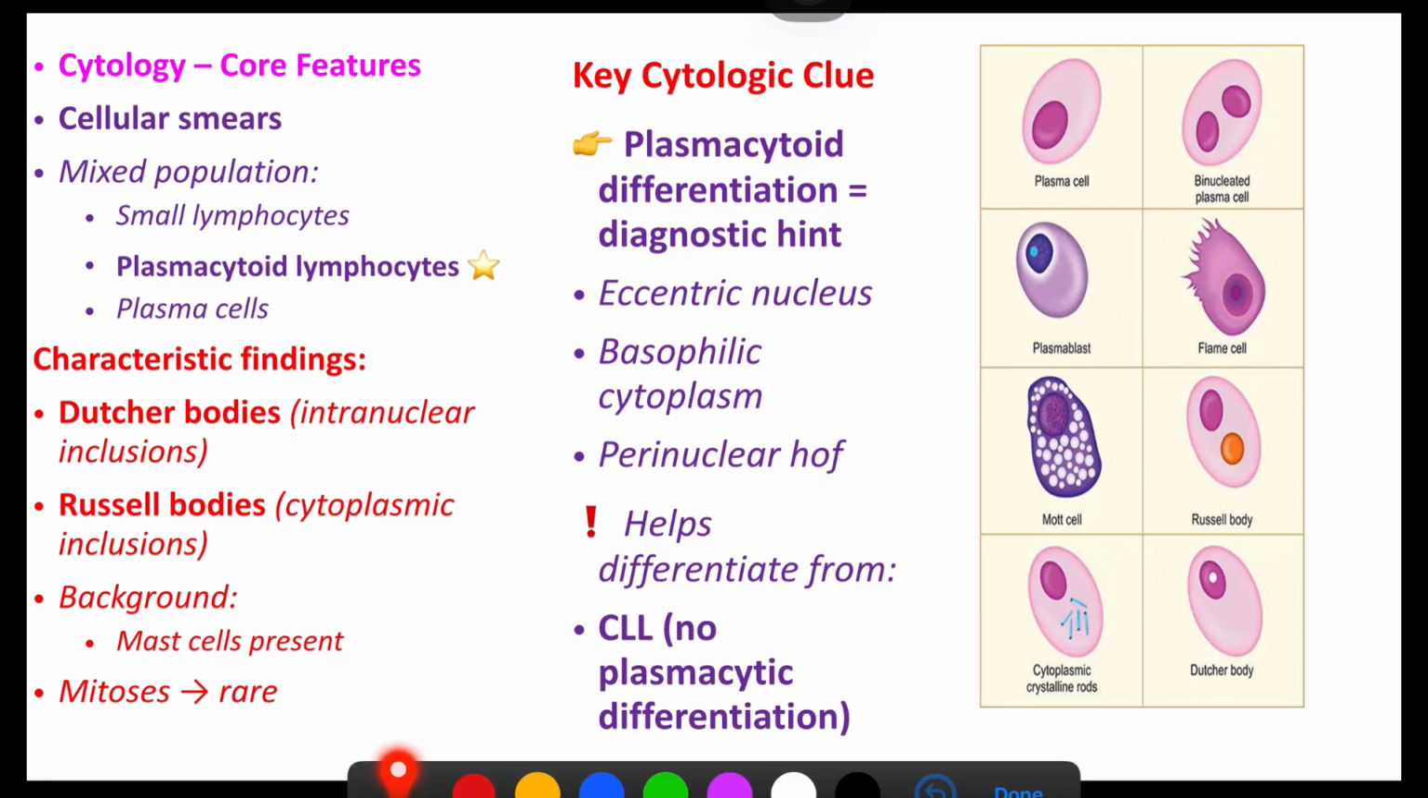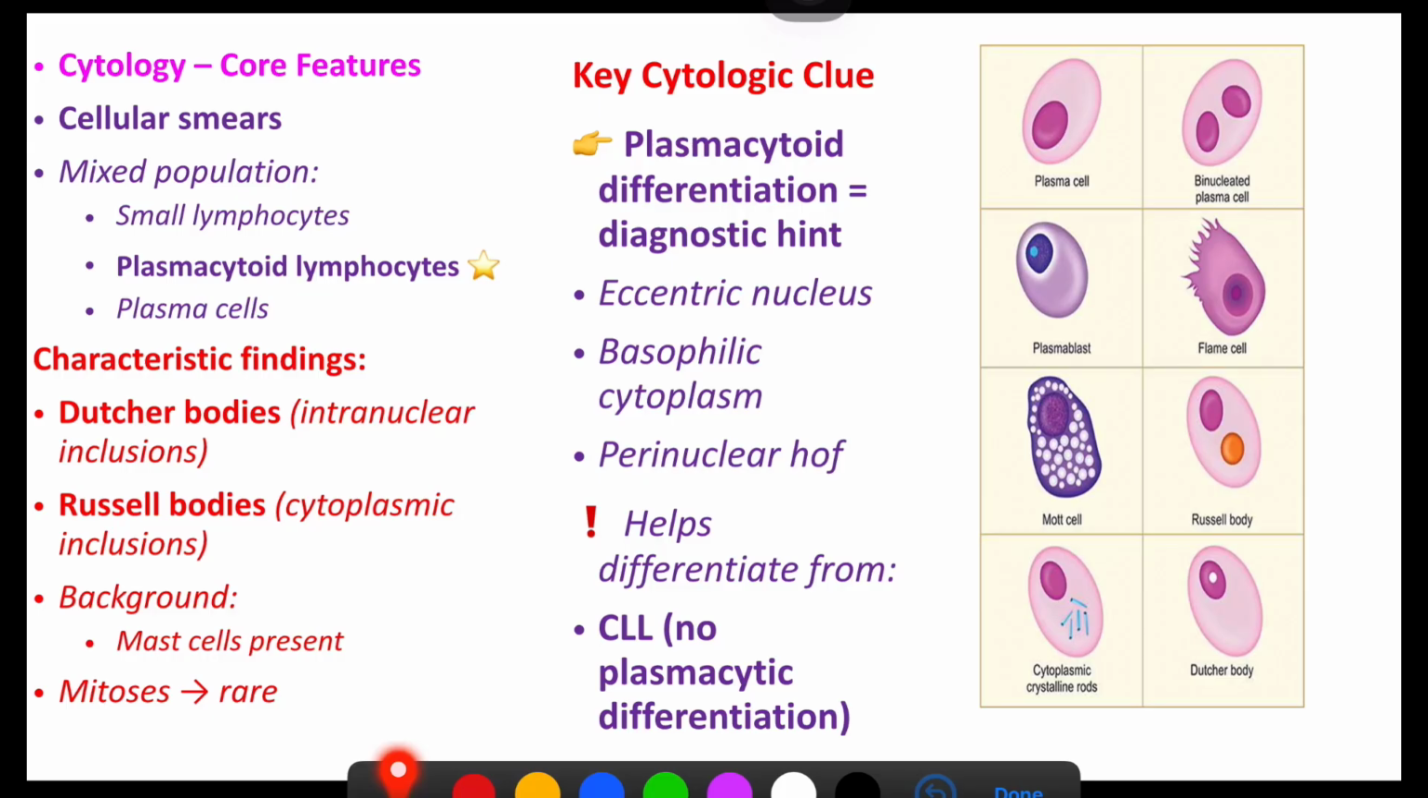And here characteristic features are Dutcher bodies, which are intranuclear inclusions. So, here it is an intranuclear inclusion which is called a Dutcher body. Second is Russell body, which is a cytoplasmic inclusion, and the background shows mast cells. So, the key cytological clue we have to see for is plasmacytoid differentiation, which is a diagnostic hint.